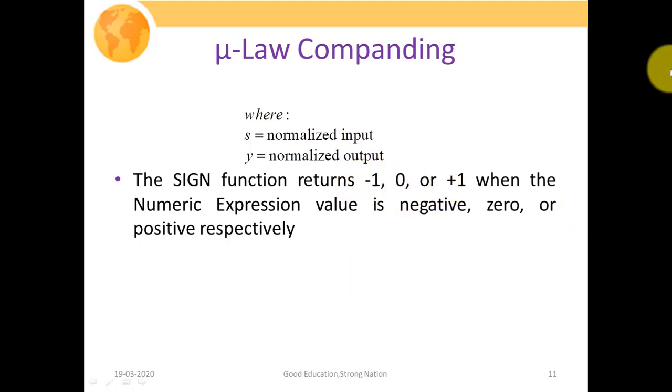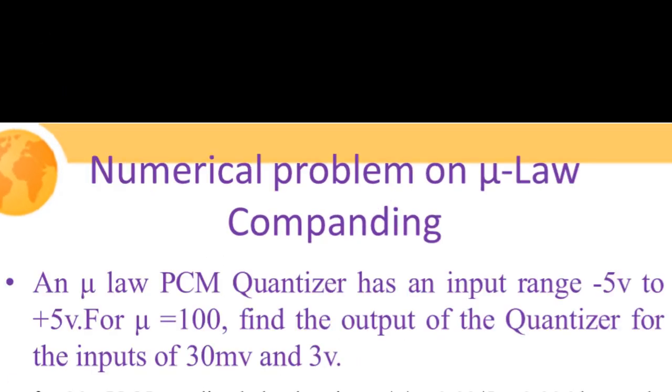So now we're going to discuss a numerical based on our mu law of companding. In mu law, a PCM quantizer has the input range from -5 volt to +5 volt. For mu equal to 100, find the output of the quantizer for the inputs of 30 millivolt and 3 volt. So this is basically a question analogous to the previous one.